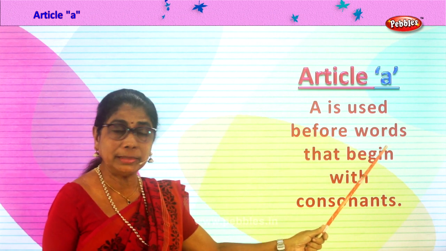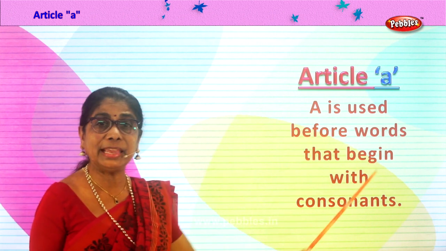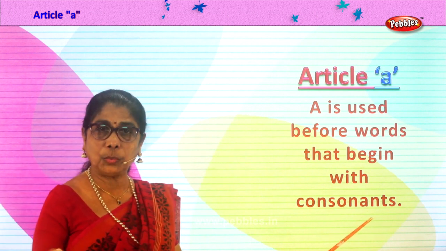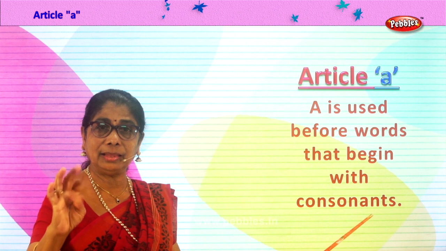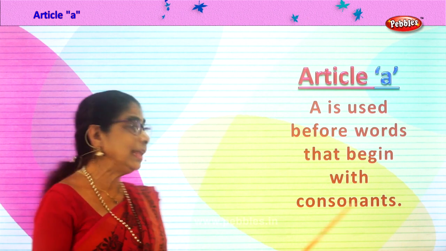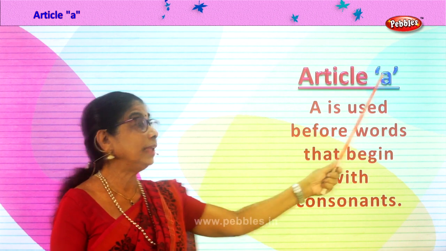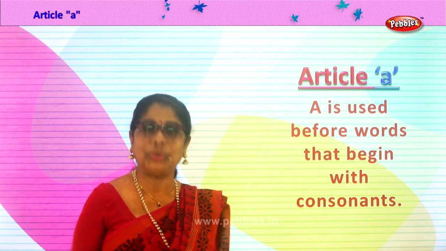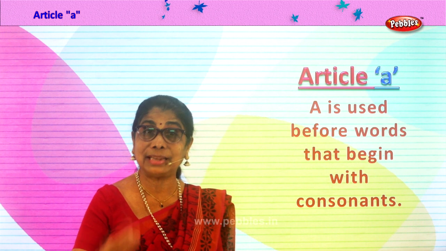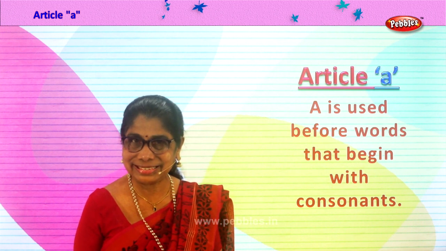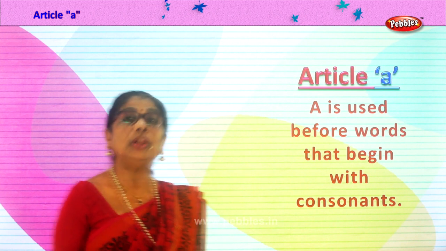Before words that begin with consonants. If you take away A, E, I, O, U, the remaining are all consonants. So in front of that, article A can be used. And that's what we are going to do. Use of article A before consonants. Yes? It's very interesting. Look what we have.